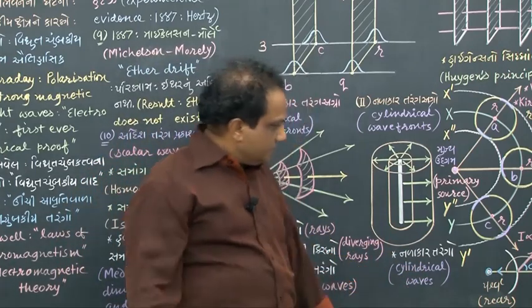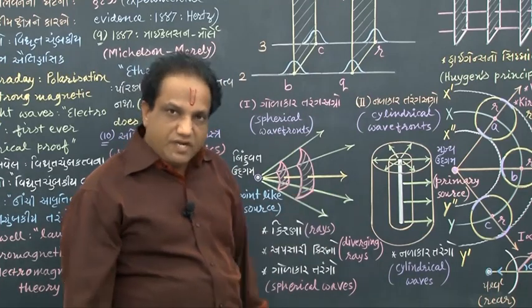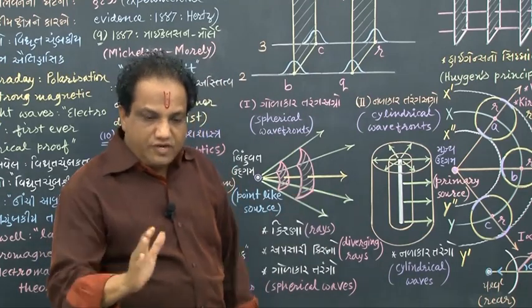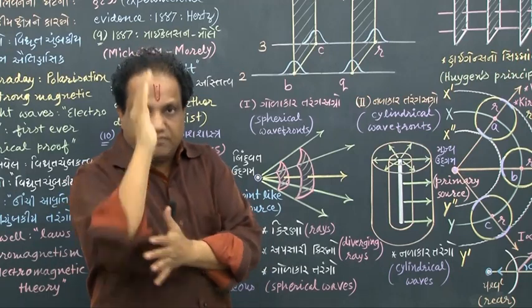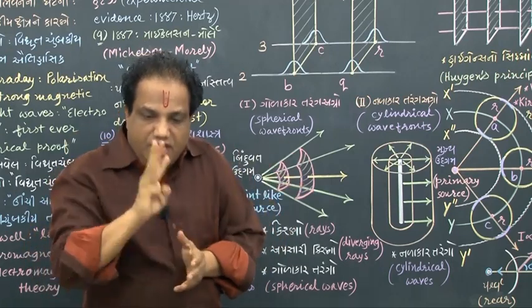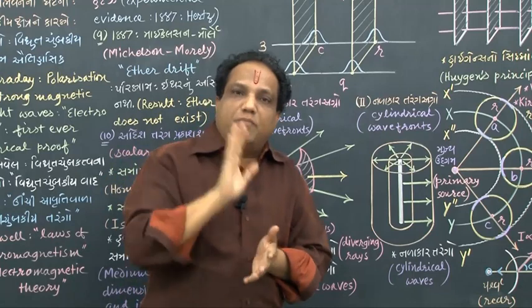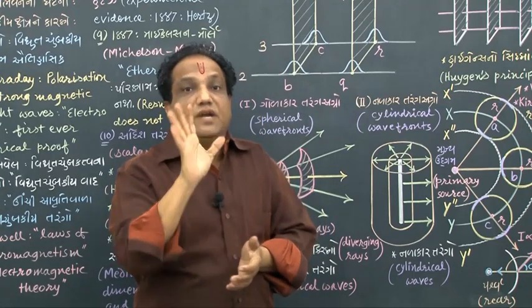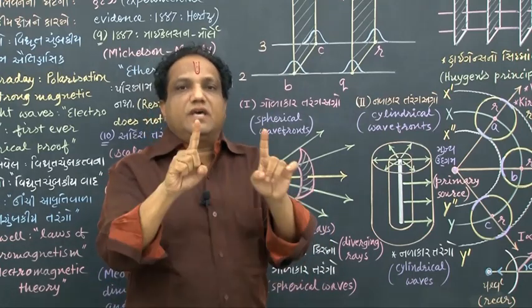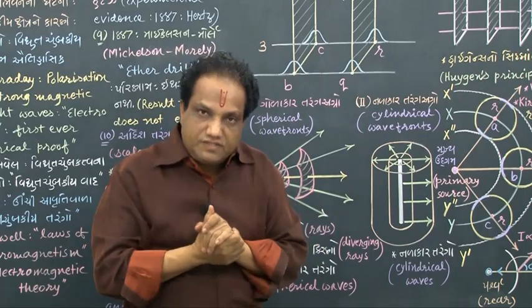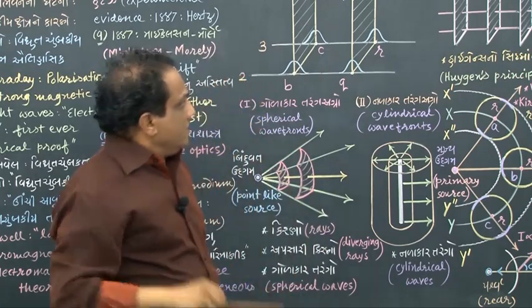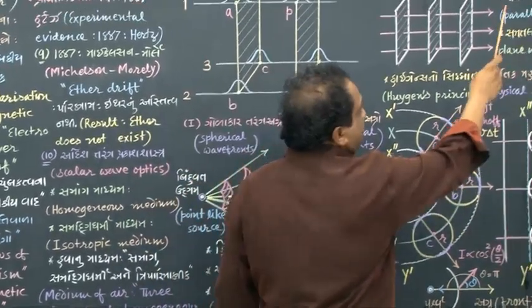Let me repeat the definition of cylindrical wavefronts. Wavefronts emitted from a linear source and then propagating in a three-dimensional homogeneous isotropic medium have cylindrical shape, and hence they are called cylindrical wavefronts. Now we go for plane wavefronts.